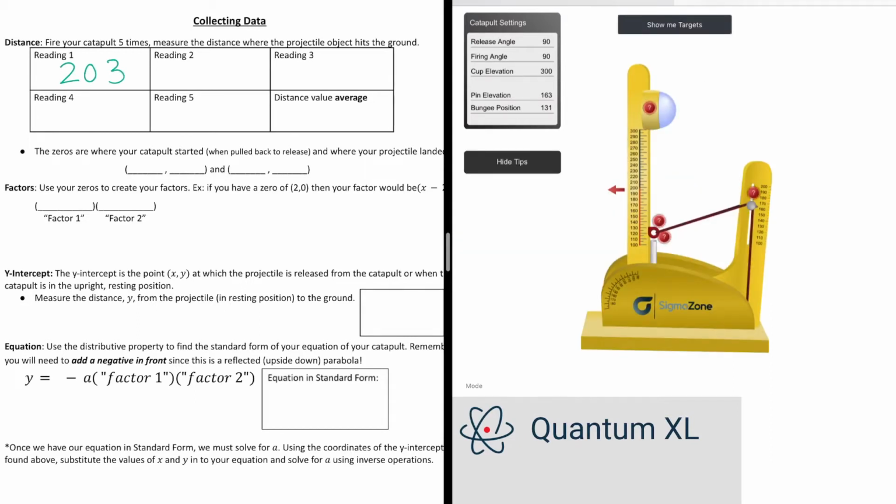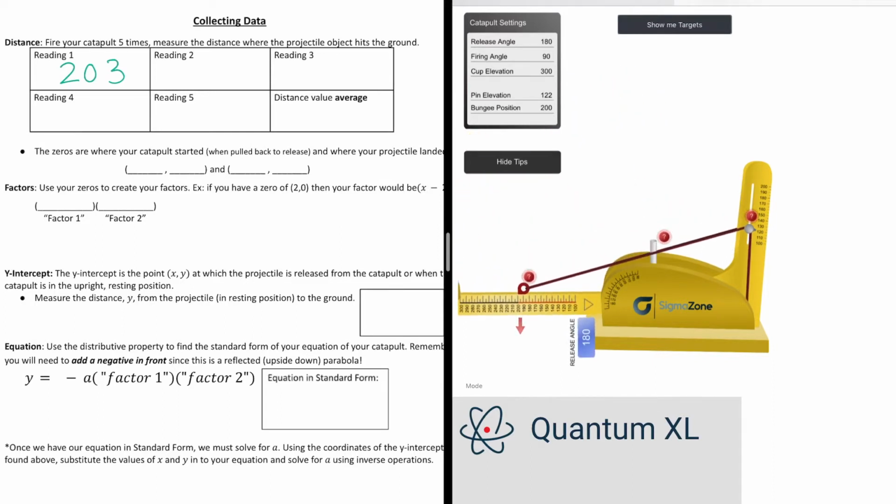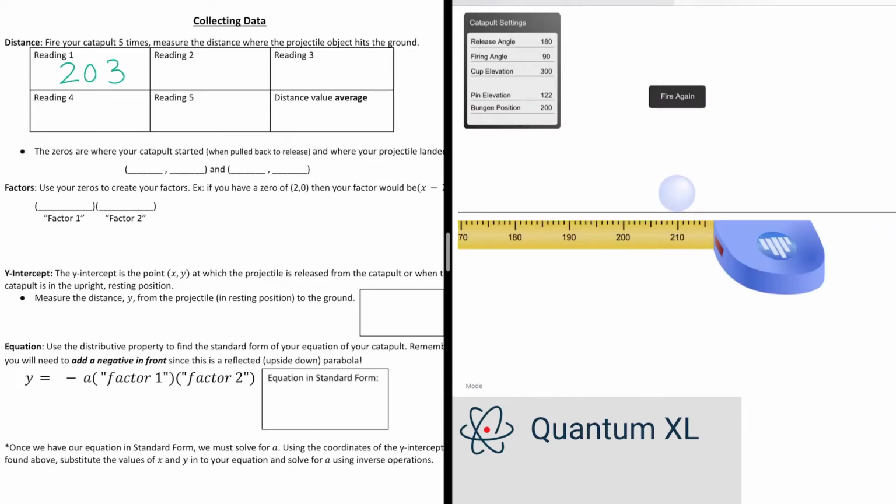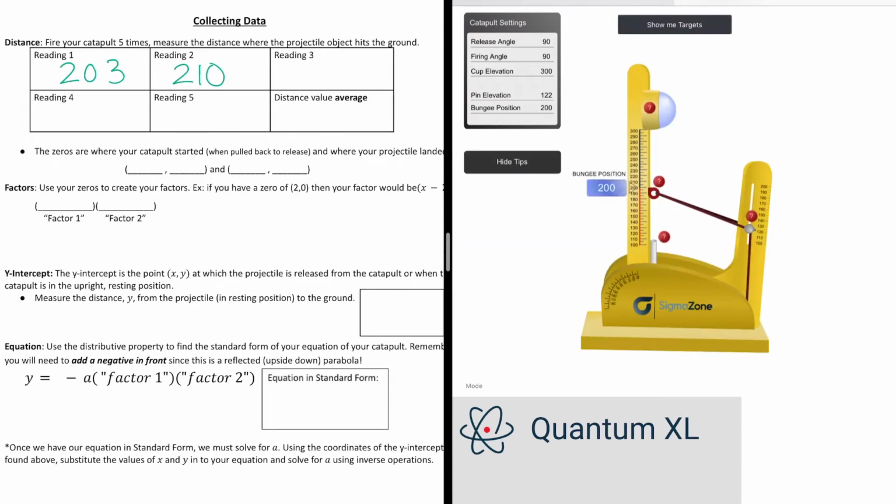Now, if you don't mess with any of the settings, it's going to give you the same reading each time. So I encourage you guys to mess around with the settings, but only these two. Don't change the firing angle and don't change the cup elevation. And we're going to release again to 180 degrees and let go. And now it says 210, so we're going to record that in reading 2 and fire again.